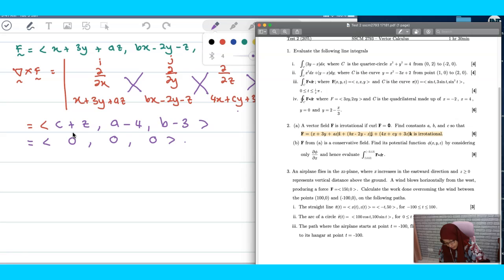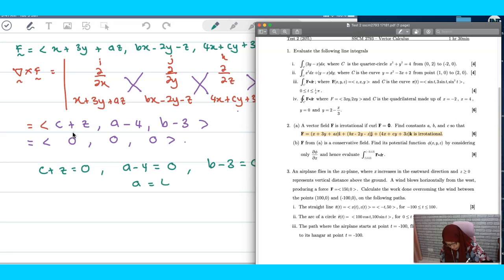So then it comes to the answer where for the first component you have C plus Z equal to 0, and then we have A minus 4 equal to 0, and we have B minus 3 equal to 0. So here we have A equal to 4, B equal to 3, and C. Okay, how can we have Z there? Did I do something incorrectly?